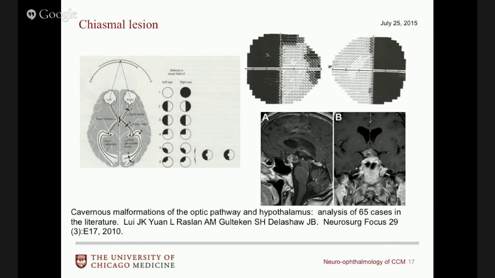So we're going to look at a chiasmal lesion now. So that's that bitemporal hemianopia, temporal, nasal. And here is a chiasmal lesion, and here are the visual fields.